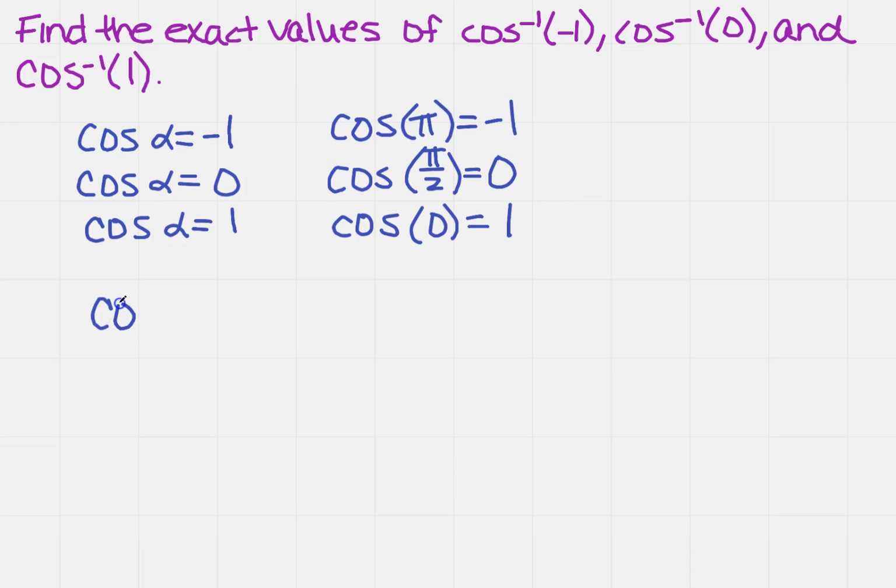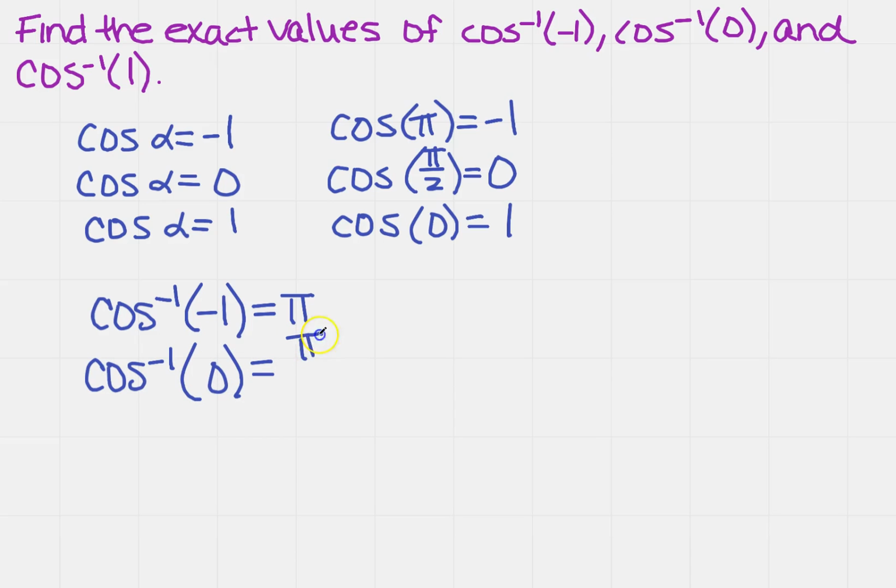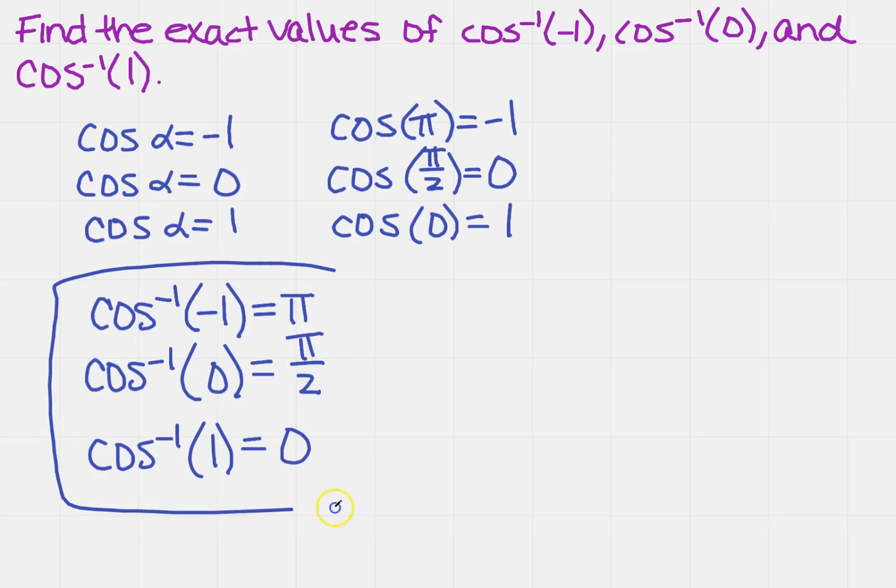So I'm going to have the inverse cosine of -1. So it's going to equal what? Well, it's going to equal pi. Then I'm going to have the inverse cosine of 0, and that's going to equal pi over 2, and the inverse cosine of 1, which is going to be 0. So remember, this is basically just remembering how to rewrite these to find the angle alpha.